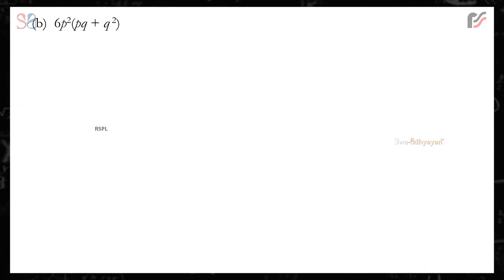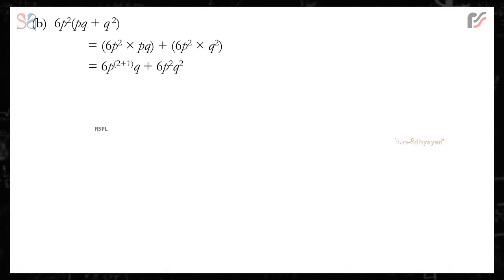b. 6p square into (pq plus q square) is equal to (6p square into pq) plus (6p square into q square), which is equal to 6p raised to the power (2 plus 1) q plus 6p square q square, which is equal to 6p raised to the power 3 q plus 6p square q square.